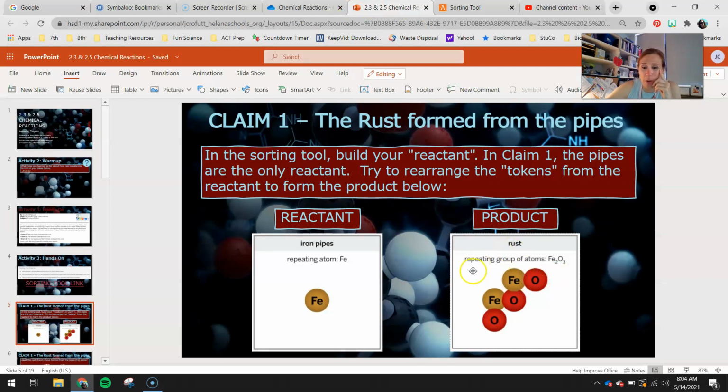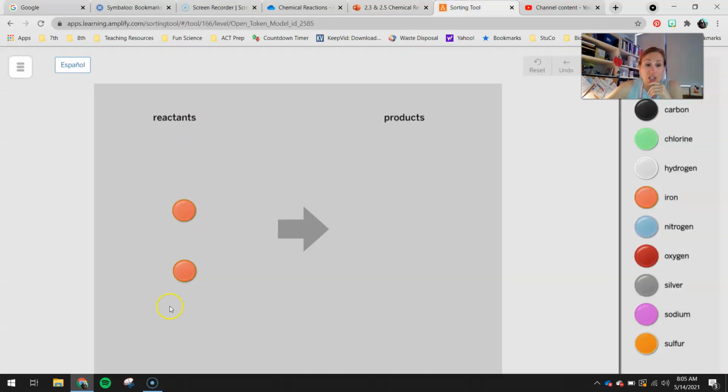Okay, let's go back to our product. My product also has 3 oxygens, but it's not part of my reactant. I can't add oxygen in here because the claim states that the iron in the pipe is the only reactant. There is nothing else, so there is no oxygen available here. I could take these 2 irons and put them over here to make a product, but there is no oxygen, and I can't just pull in oxygen for this product.